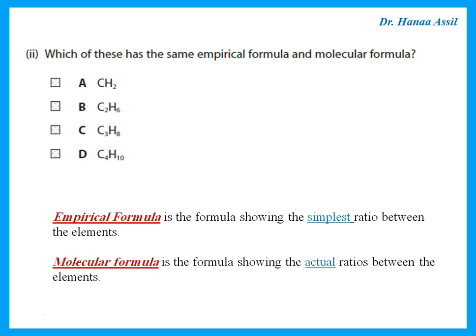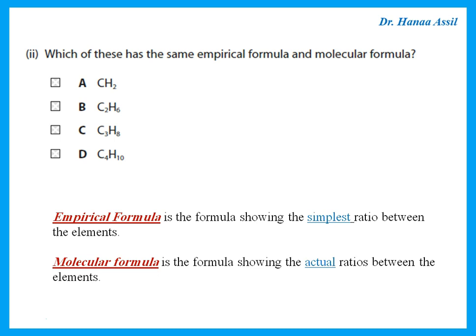What about C2H6? Well, C2H6 can be a molecular formula, but it is not empirical. Do you understand why it's not empirical? Because you can simplify the 2 and the 6. So actually C2H6, its empirical formula would be CH3, because you can still simplify the 2 to 6.